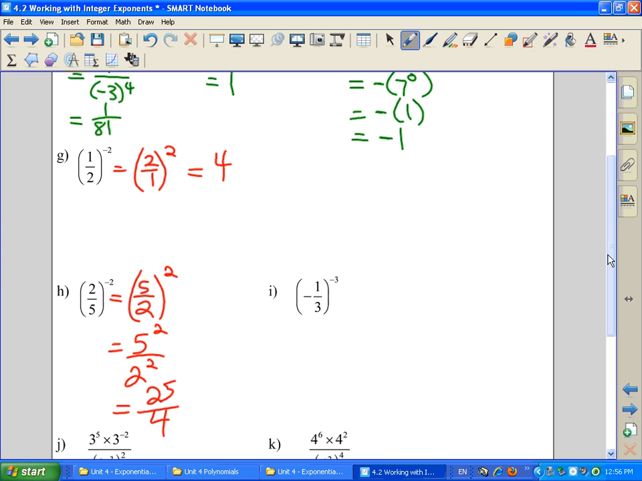Okay, again, we're going to flip the fraction, so it's going to be negative 3 over 1. Make the exponent positive.